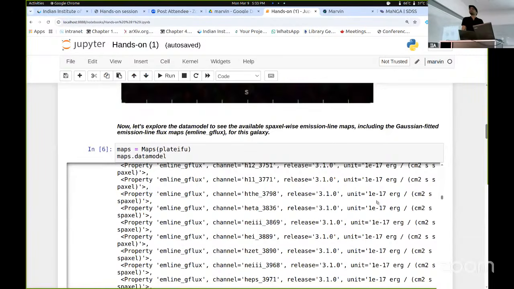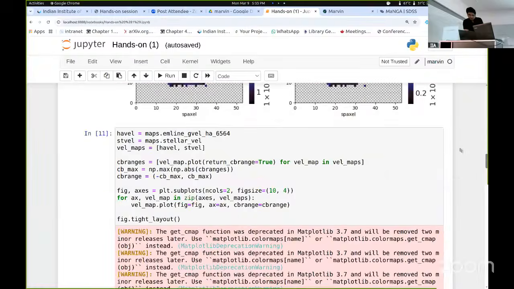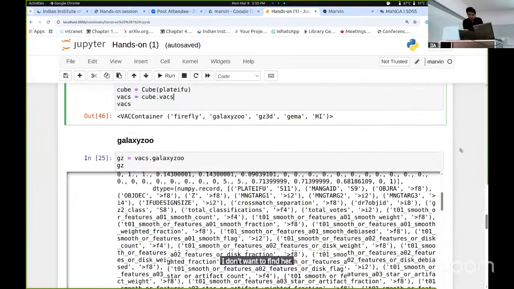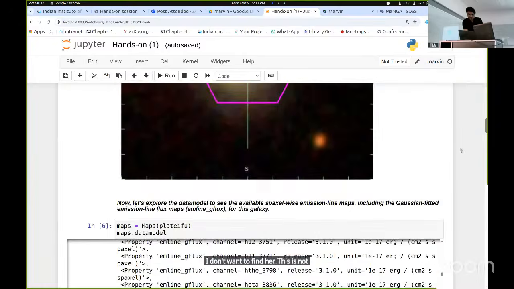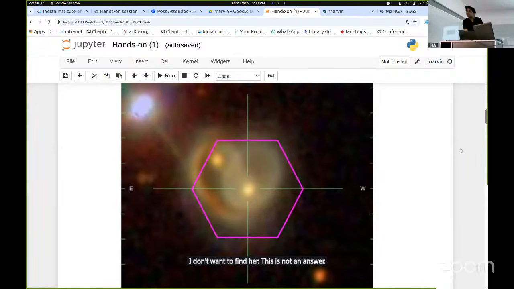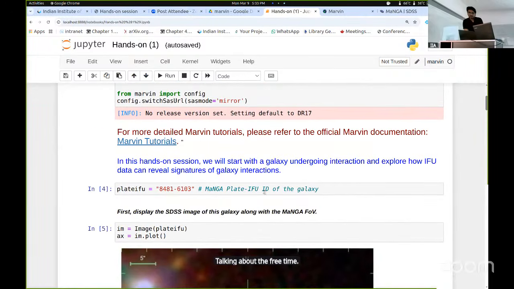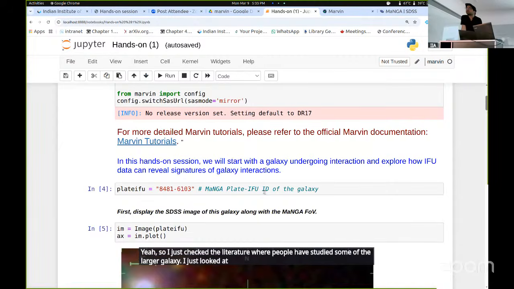Does anyone have any questions? You do the part where you try to find the galaxy number one. Which one? Starting with the plate ID: how to find the plate ID for a particular galaxy from the website, or vice versa. Yeah. I just checked the literature where people have studied some of the merger galaxies, and I took that galaxy for this set.